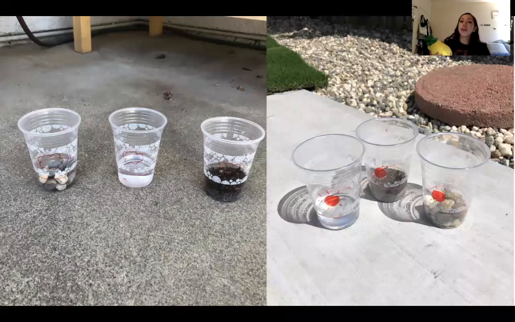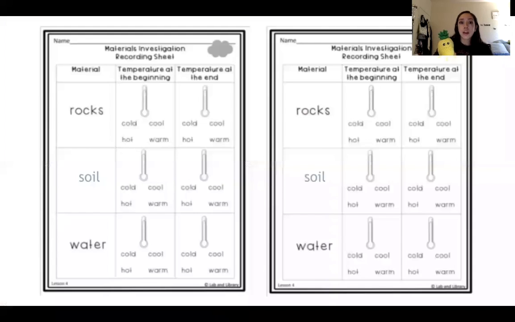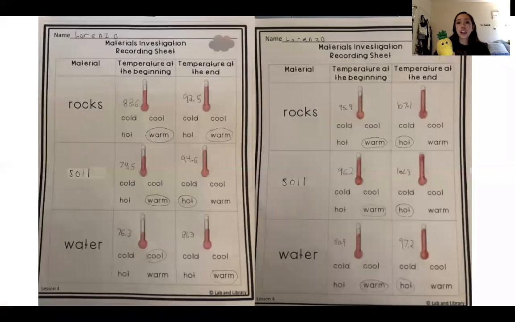All right, class, now that we are inside, we are going to take a look at our results. So this is our tracking sheet, and this is what it should look like now that it is filled up. I want us to discuss and compare some of the findings that we found with measuring the temperature of the materials that we used that cover Earth's surface. So I want to compare to our prediction board.